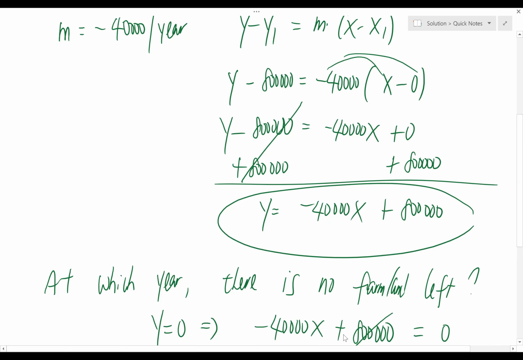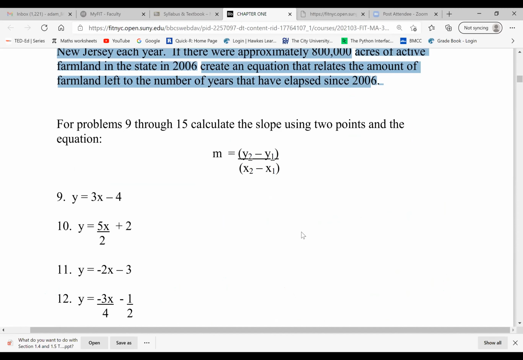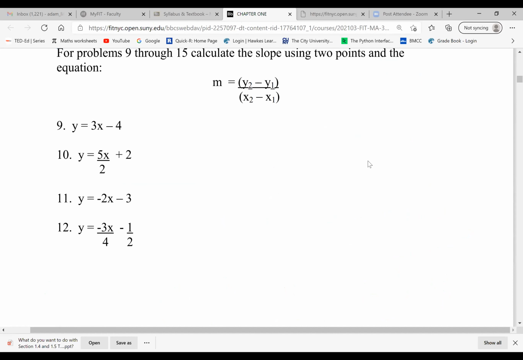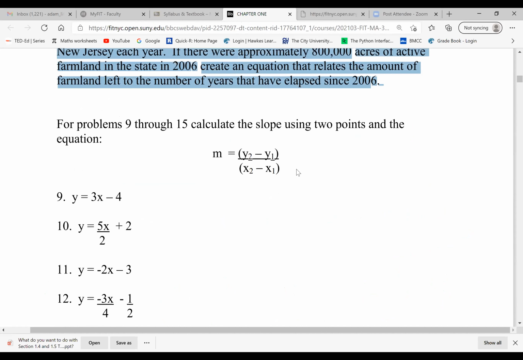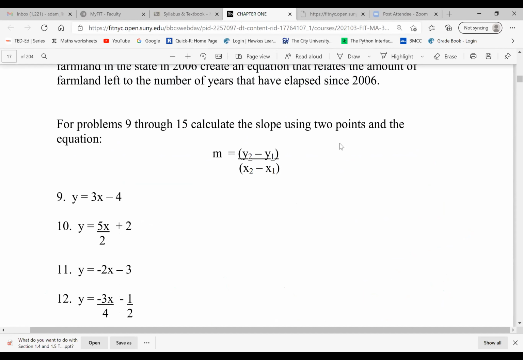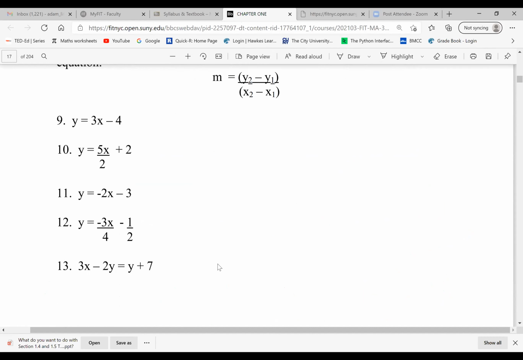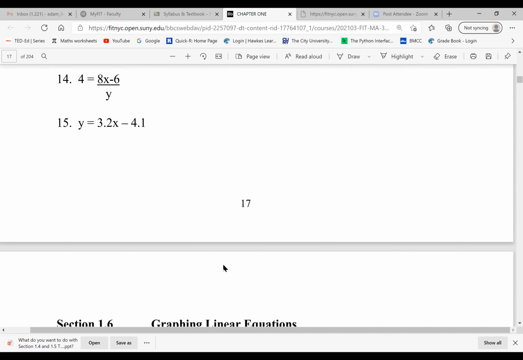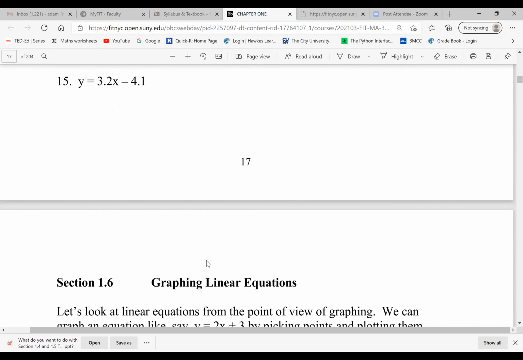Okay. So this is question number 8. Now calculate the slope using 2 points and the equation. So this is very similar to the one we did earlier, right? So just get 2 ordered pairs from the equation, and then also use the slope formula to calculate the slope. Okay, that's what you're supposed to do. I think that's it for that.